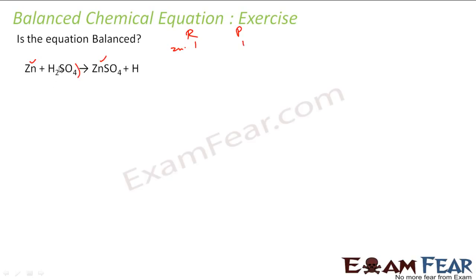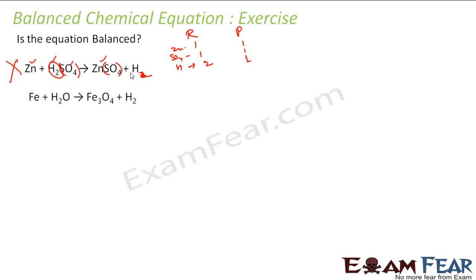Let's take sulfate SO4. It's a compound actually, so we'll take this in one go. So SO4 is how much in reactant? 1. Product is how much? 1. Correct. Let's take H, hydrogen. Hydrogen reactant how many? 2. In product how many? 1. So it is not balanced. So this guy is not balanced. To make it balanced, you have to make it H2. Then only it will get balanced. If it is not H2, it is not balanced.